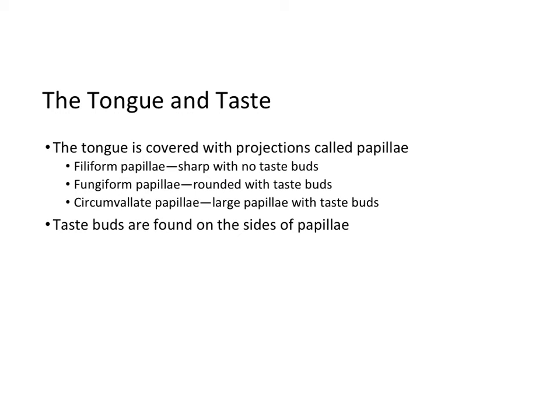Your tongue is covered with those little papillae, but there are several types. The filiform papillae are sharp and they have no taste buds. The fungiform papillae are rounded with taste buds, and the circumvallate papillae are large papillae with taste buds. And taste buds are found on the sides of the papillae, like we just saw in that diagram.